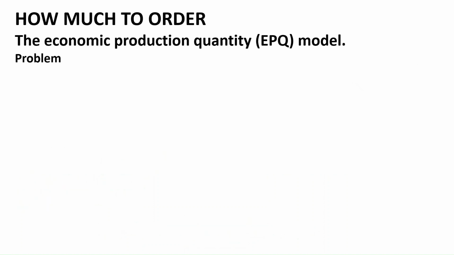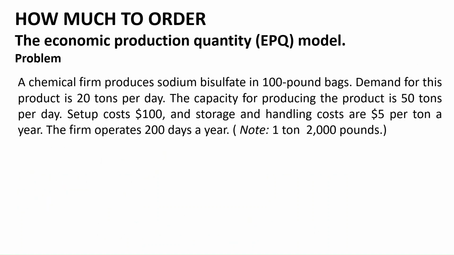Let us now solve a problem. A chemical firm produces sodium bisulfate in 100-pound bags. The demand for this product is 20 tons per day. The capacity for producing the product is 50 tons per day. The setup costs $100, and the handling costs are $5 per ton a year. The firm operates 200 days a year. Note, 1 ton equals 2,000 pounds.